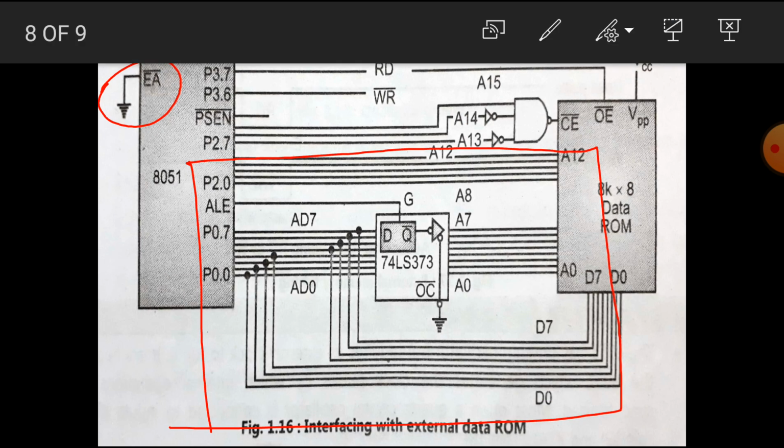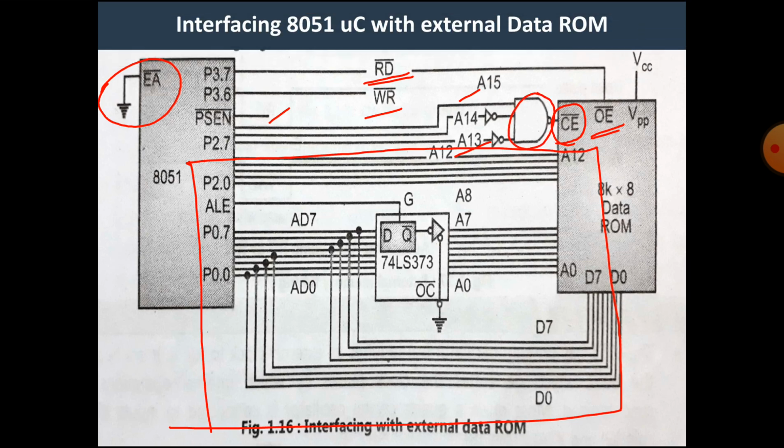And in the case of the external data ROM, the read pin is connected to the output enable pin, the write pin and PSEN pin are left unconnected, and the 3 address pins A13 to A15 are used to chip enable by a NAND gate. I hope you all understand the basic differences and the interfacing of the external memories to the 8051 microcontroller. Thank you, students.